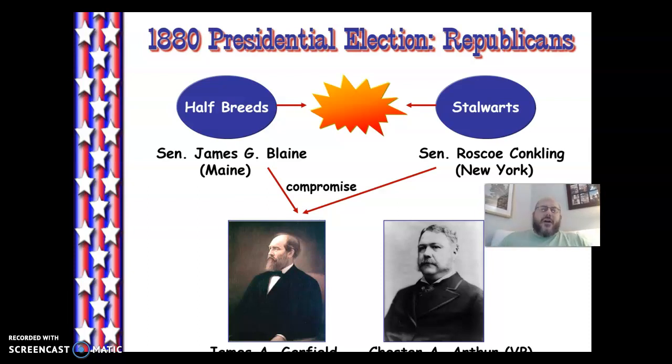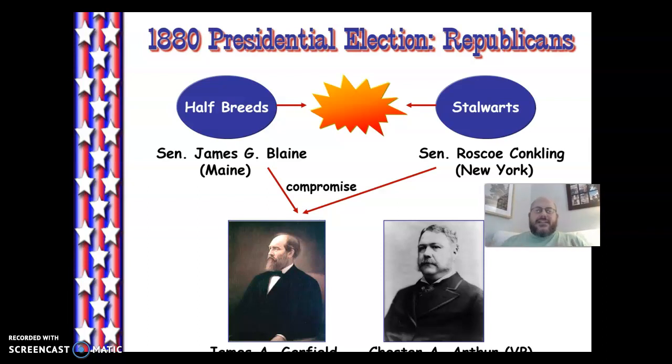Now, here's the funny part about the Half-Breeds: most of the Half-Breed rhetoric was really just that, rhetoric. Behind the scenes, many of the Half-Breed Republicans were just as politically corrupt and supporters of patronage as the Stalwarts were. It's just that the Stalwarts were much more open about it. But still, these were two major factions of the Republican Party, and there was fear in 1880 that they might see their party rip apart.